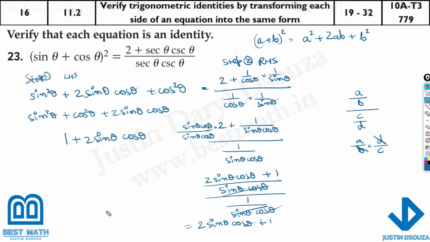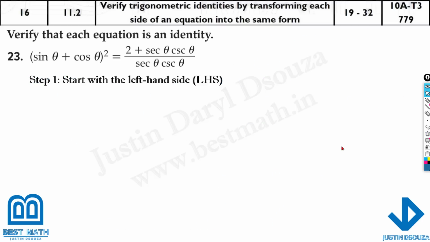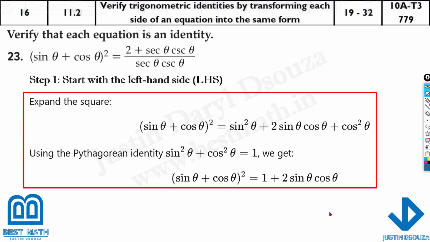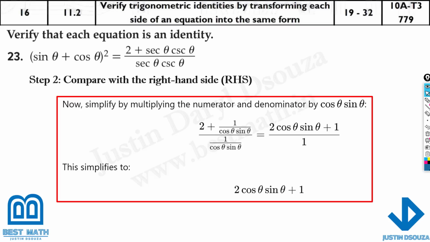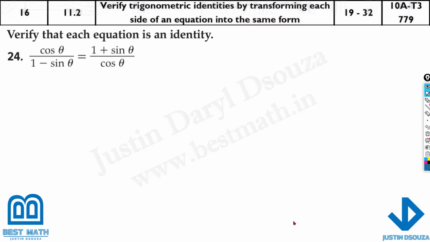What about the left side? I'll write 2 sine theta cos theta first plus 1. It's the same thing. So left hand side is equal to the right hand side. Hence this is an equation and an identity. So that is how we solve it up. And we can see the steps as well. You can go through this later. You can just pause it and you can go through it if you want. And that's how we solved it.